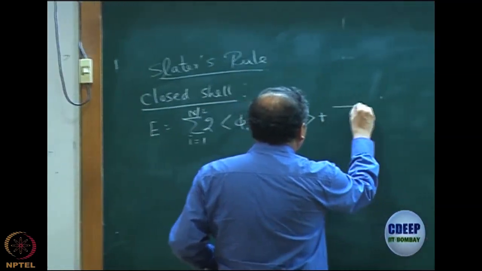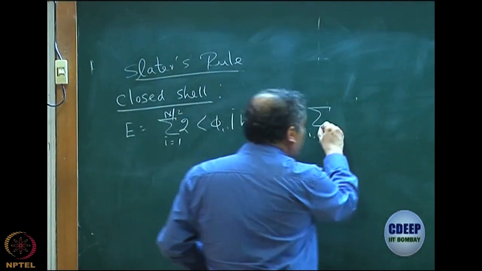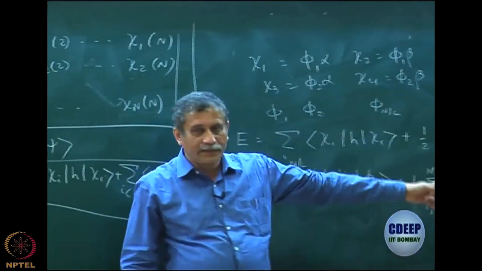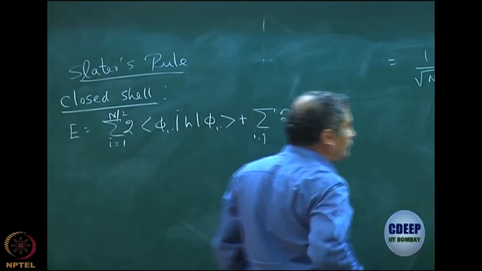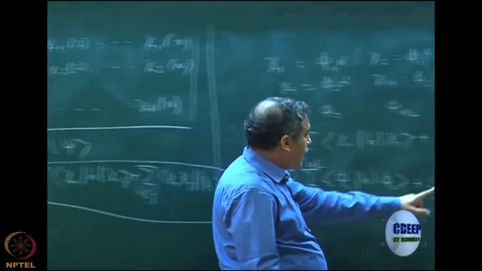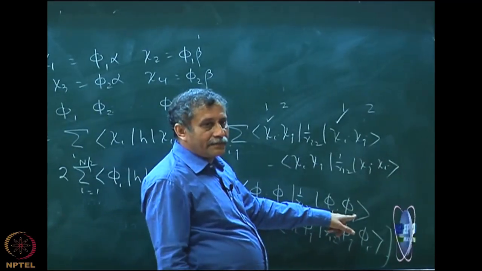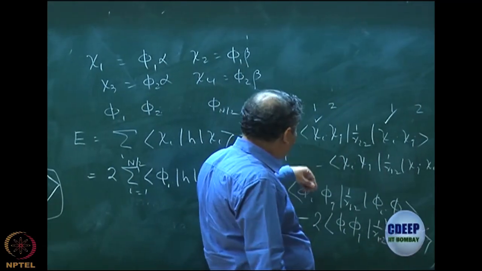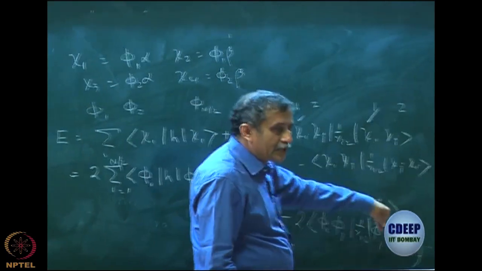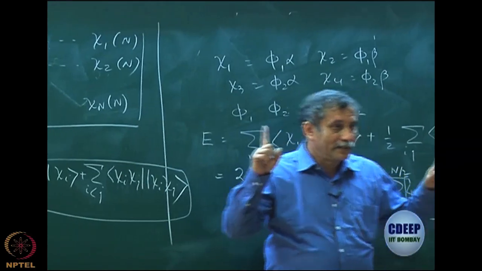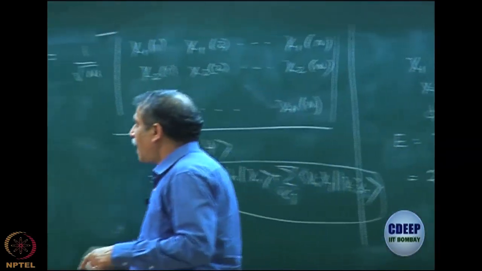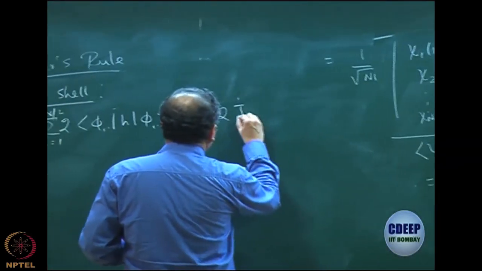Plus sum over i, j. Remember, I have picked up this first form, half of all i, all j. So remember that: 2 times the Coulomb integral, phi i phi j phi i phi j. This is the ith orbital interacting with the jth orbital, but in space now, not spin. So remember, these are space orbitals. I call these 2 J_ij.